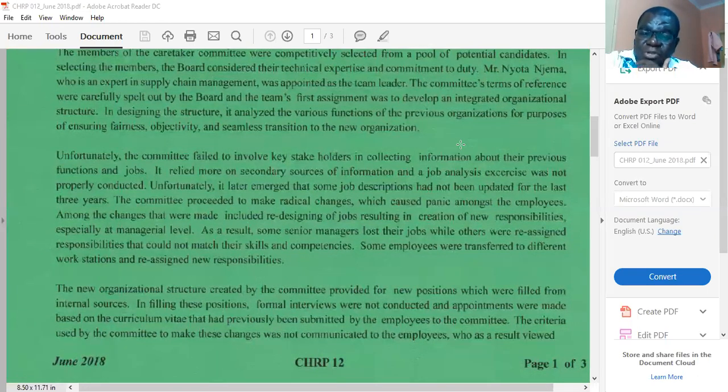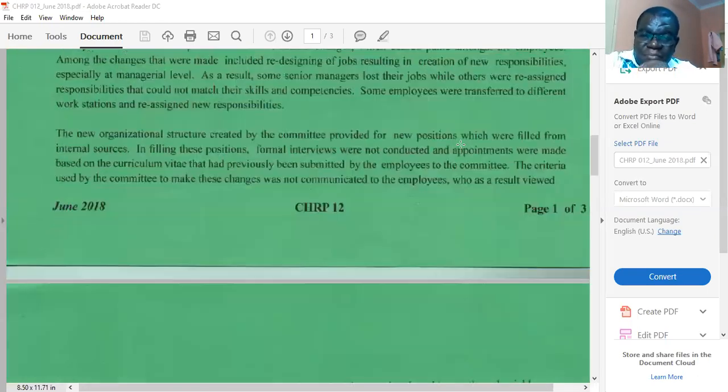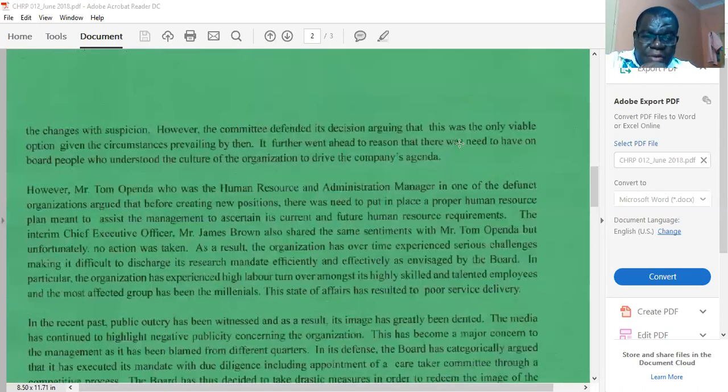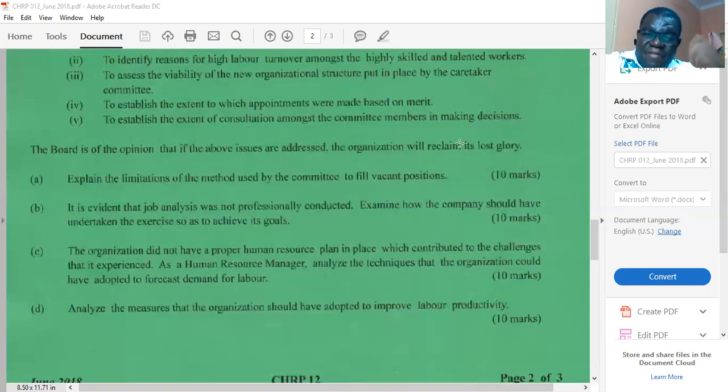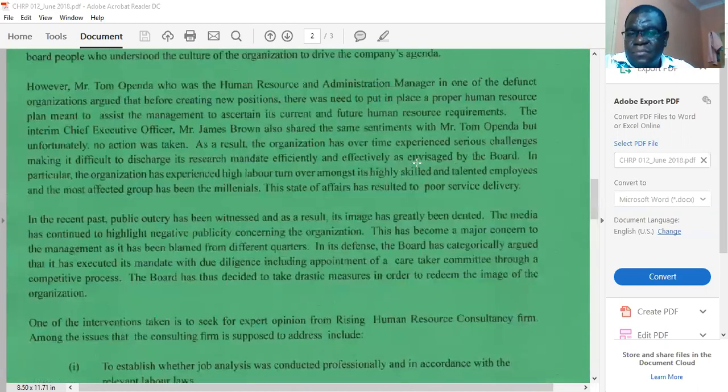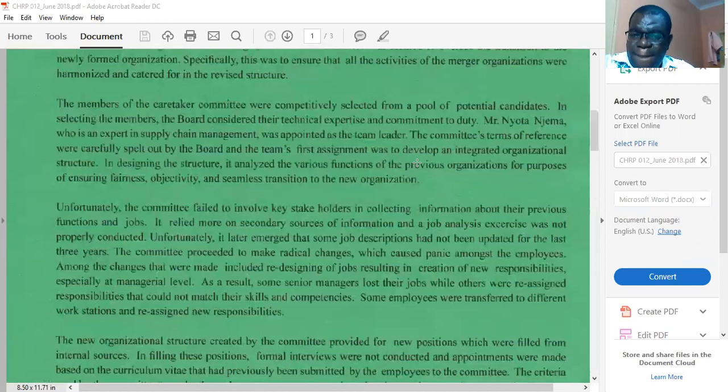Which method was used by the board, the committee? We are asked, the board is of the opinion that if the above issues are addressed, the company will be able to reclaim its glory. So number one, explain the limitations of the method used by the committee to fill vacant positions. Anybody would like to attempt? Yes, please.